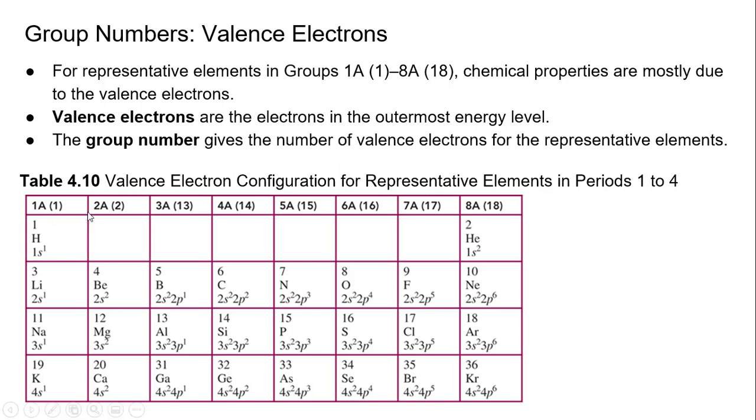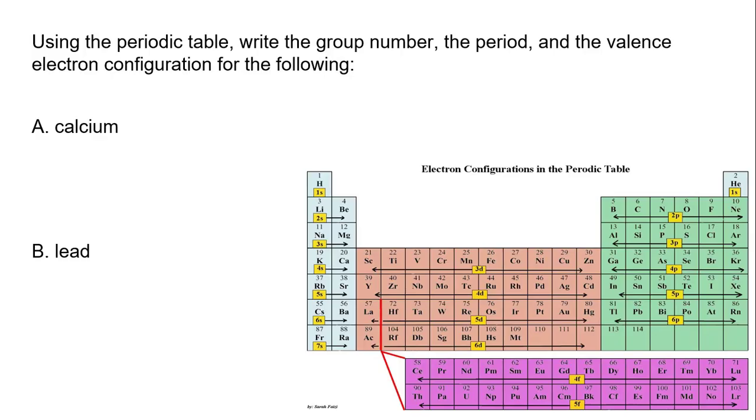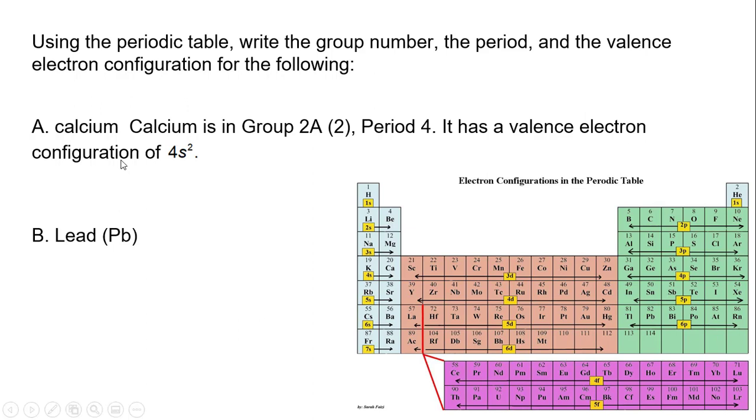So the group numbers up here represent the valence electrons that are down here, not including the transition metals. Okay, so let's take a look at calcium. What is the valence electron configuration for calcium? Well, we go 1, 2, 3, 4. I am under 4s, and this is 4s1, 4s2. So it is 4s2 would be the valence electron configuration for calcium. And that's exactly what it is.